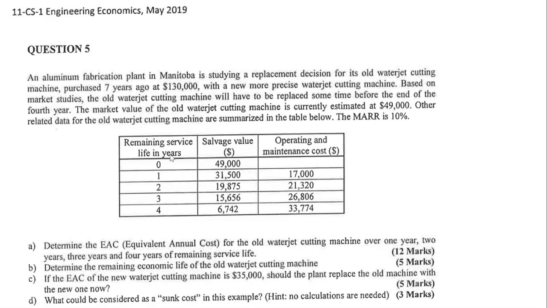The minimum attractive rate of return is 10%. So the remaining service life for year 0 to year 4, salvage value for year 0 to year 4, and O&M, operation and maintenance costs for year 0 to year 4 are as below. In part A, determine the equivalent annual cost for the old water jet cutting machine over 1 year, 2 years, 3 years, and 4 years of remaining service.